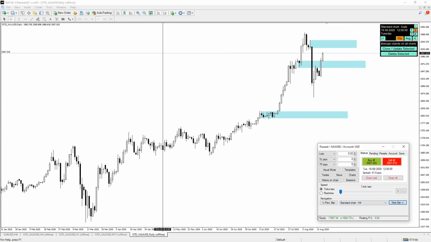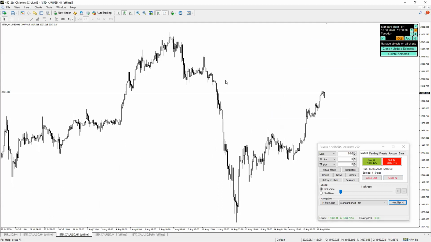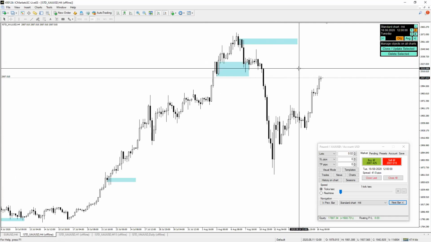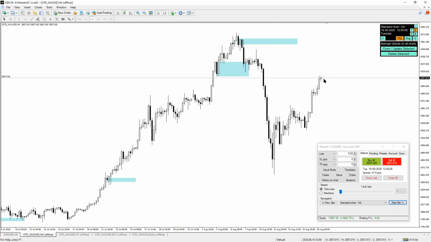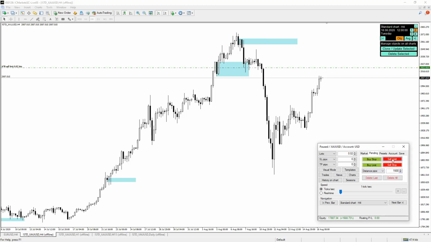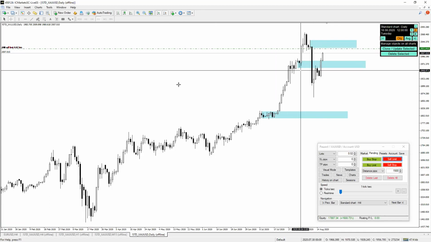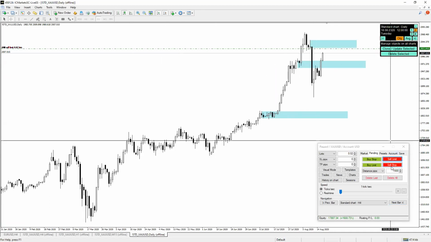Okay, we're coming to our area of interest, which is this area here. So maybe we can place pendings around that point. Yeah, this range has to be filled to the downside because you can see the daily did break these two demand areas here. So we need to react from that point.